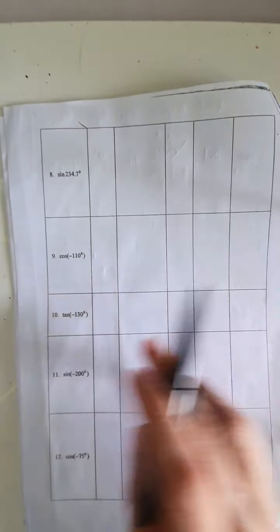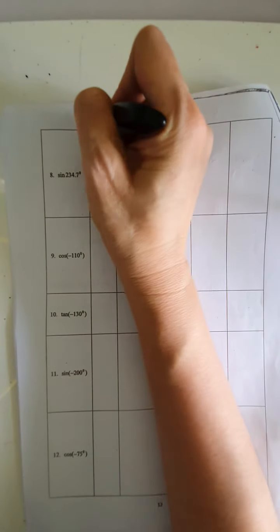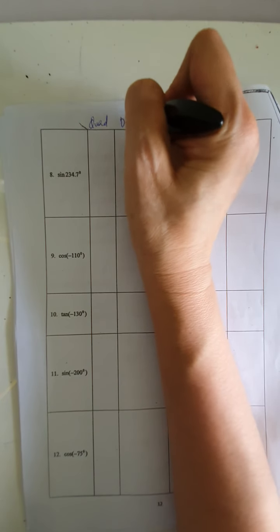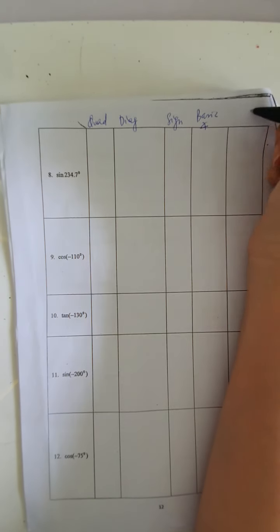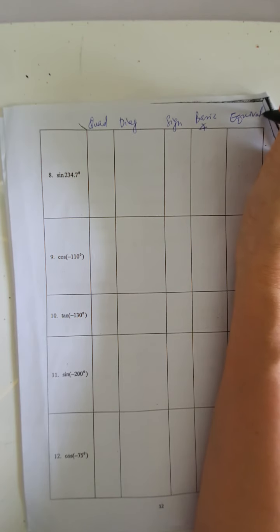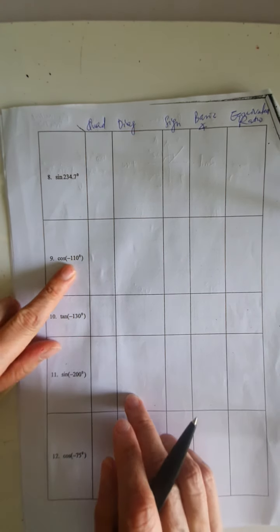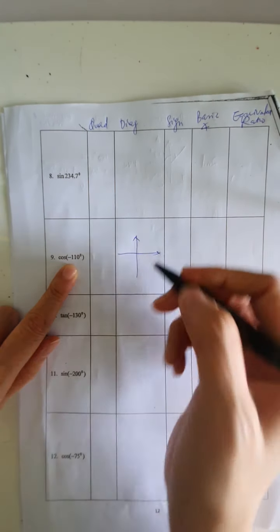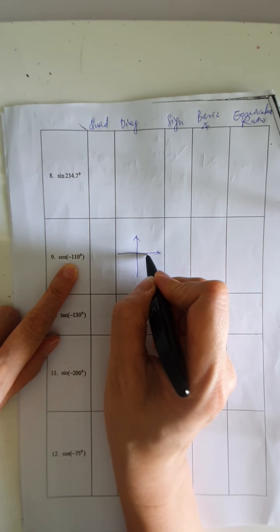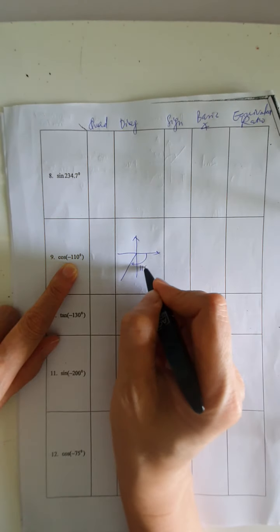Okay, let's look at a negative number, number 9. Before that, again, I write down diagram, sine, basic angle, and equivalent ratio. So let's look at this. This is a negative angle, so I draw a negative angle. Remember, we start from here, clockwise, 110. Let's go 110. It should be somewhere here. So this is 110 degrees.